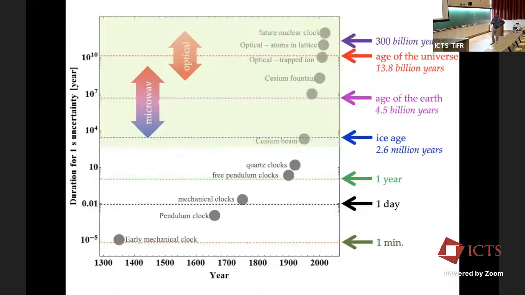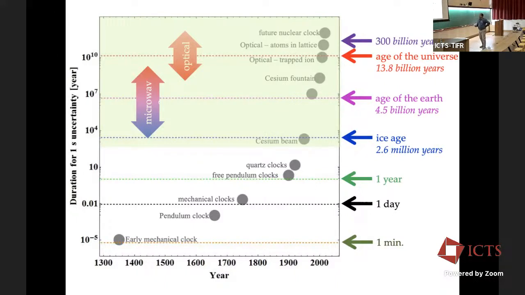Okay, so now coming back to the clock in general. In this plot, the x-axis is almost 700 years. The y-axis says that if a clock is running over some time period, then over which time period will the clock give you 1 second of inaccuracy. To help you a little bit, I put little markers here: this corresponds to 1 minute, this is something like the ice age, this is like the age of our earth, and this is the age of our universe.